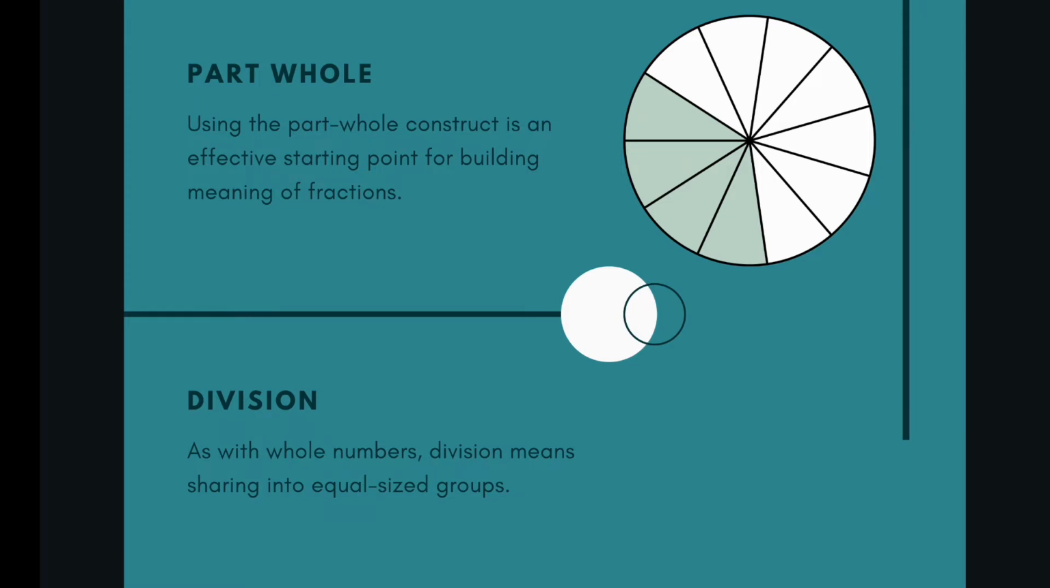And then for division, as with whole numbers, it means sharing into equal sized groups. So I can give you a quick example. 4 friends are sharing 8 slices of pizza. Let's make sure each friend gets the same amount. How many slices of pizza will each friend get? Students can determine how many slices of pizza each friend will get and should feel comfortable being able to represent that quantity as division and as fractions.